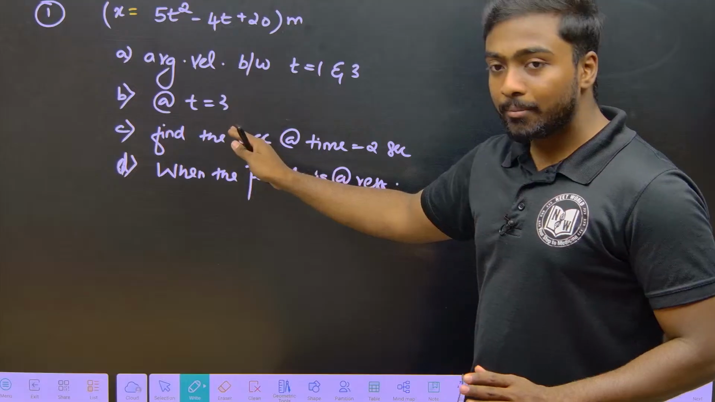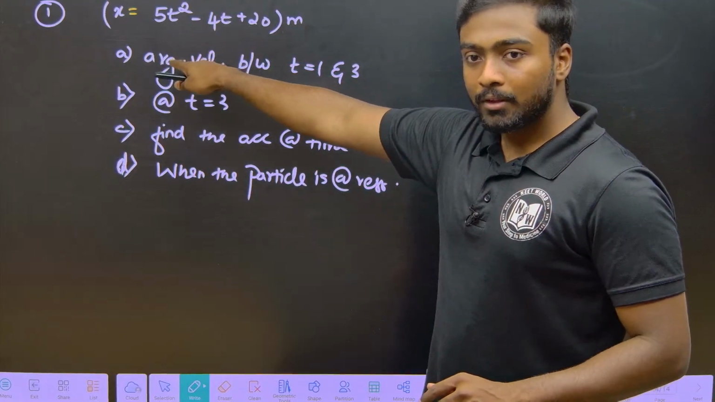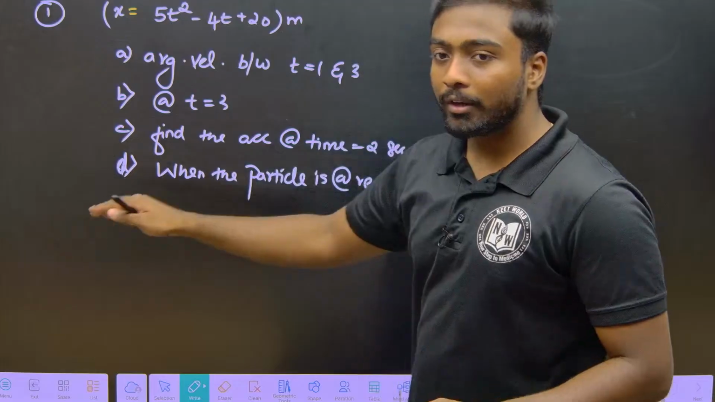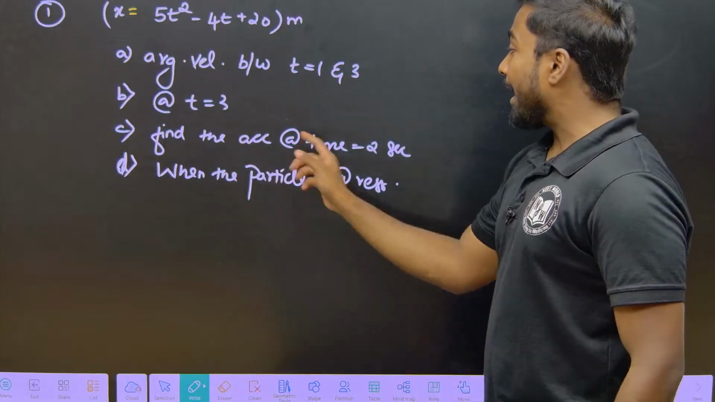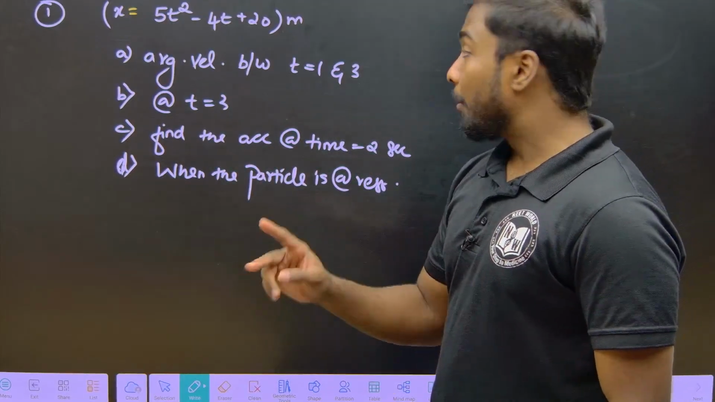At t equals 3, I need to differentiate this one. At that particular time, what is the velocity they are asking? And what is the acceleration? Then we have to do double differentiation.